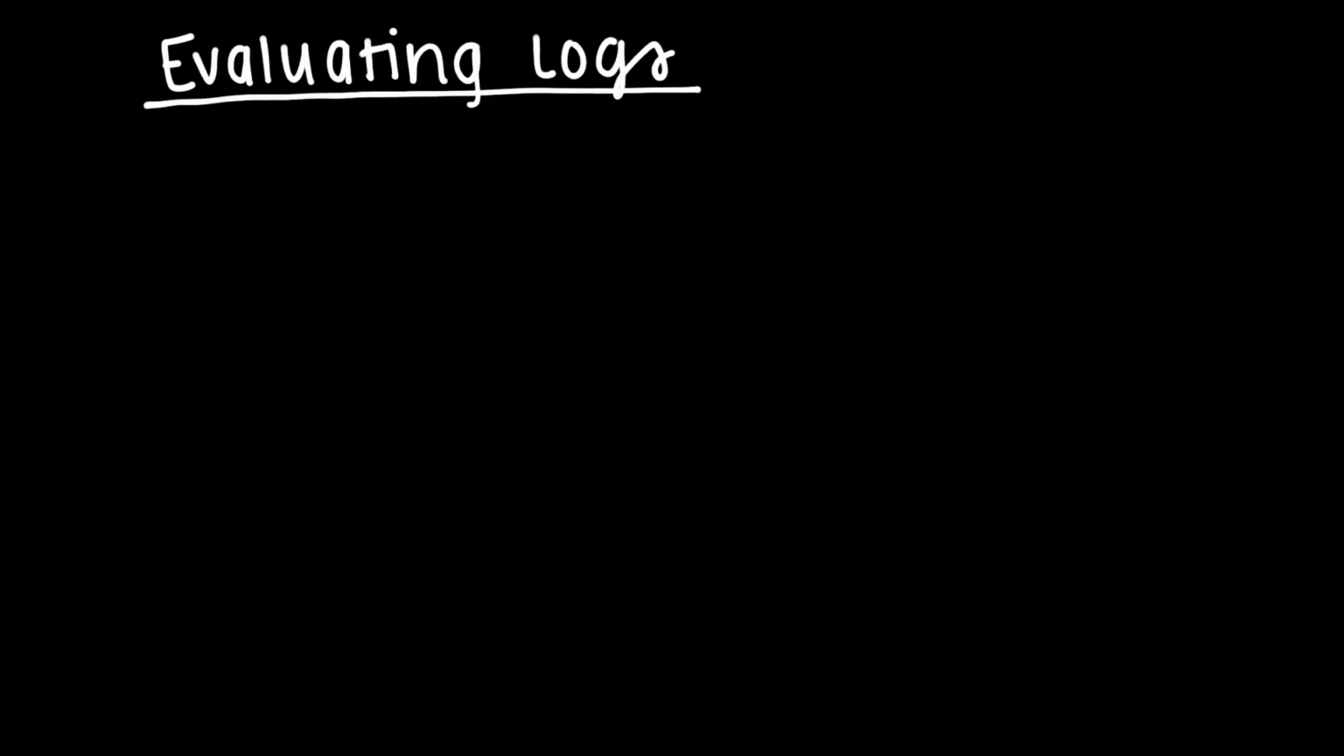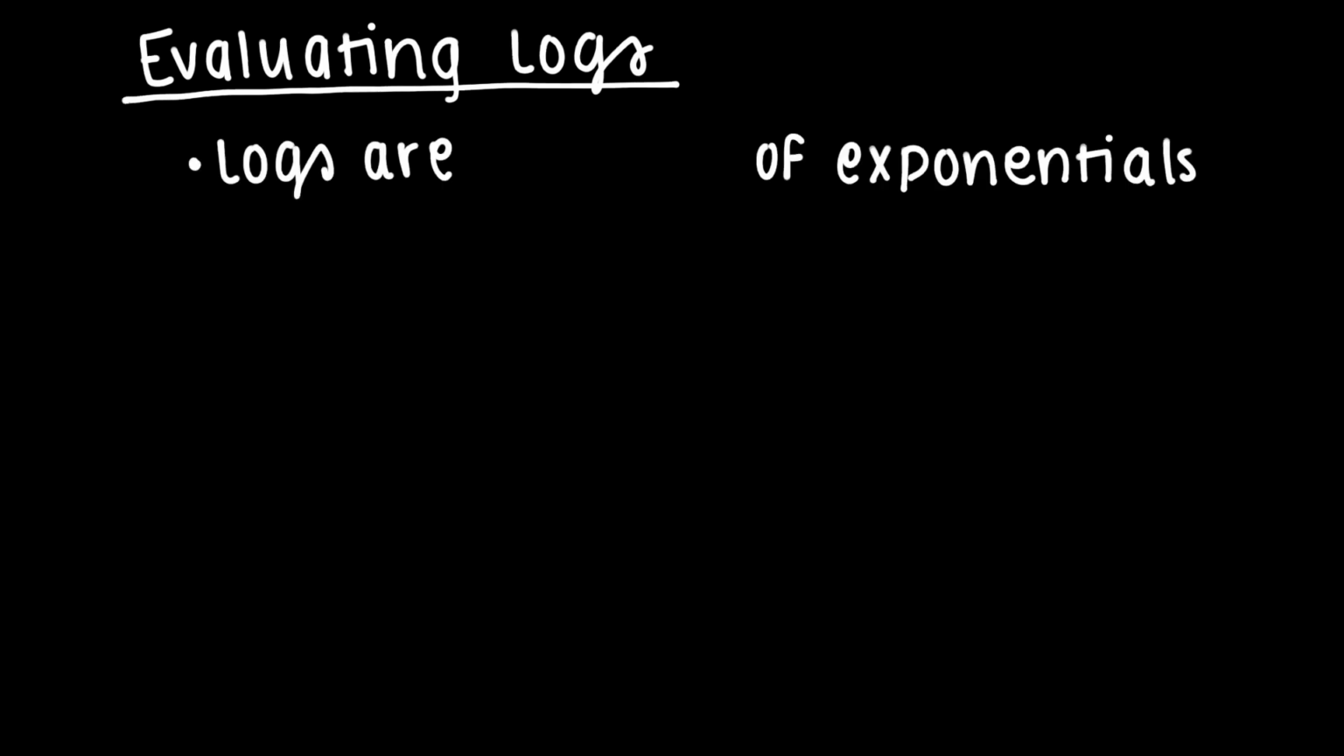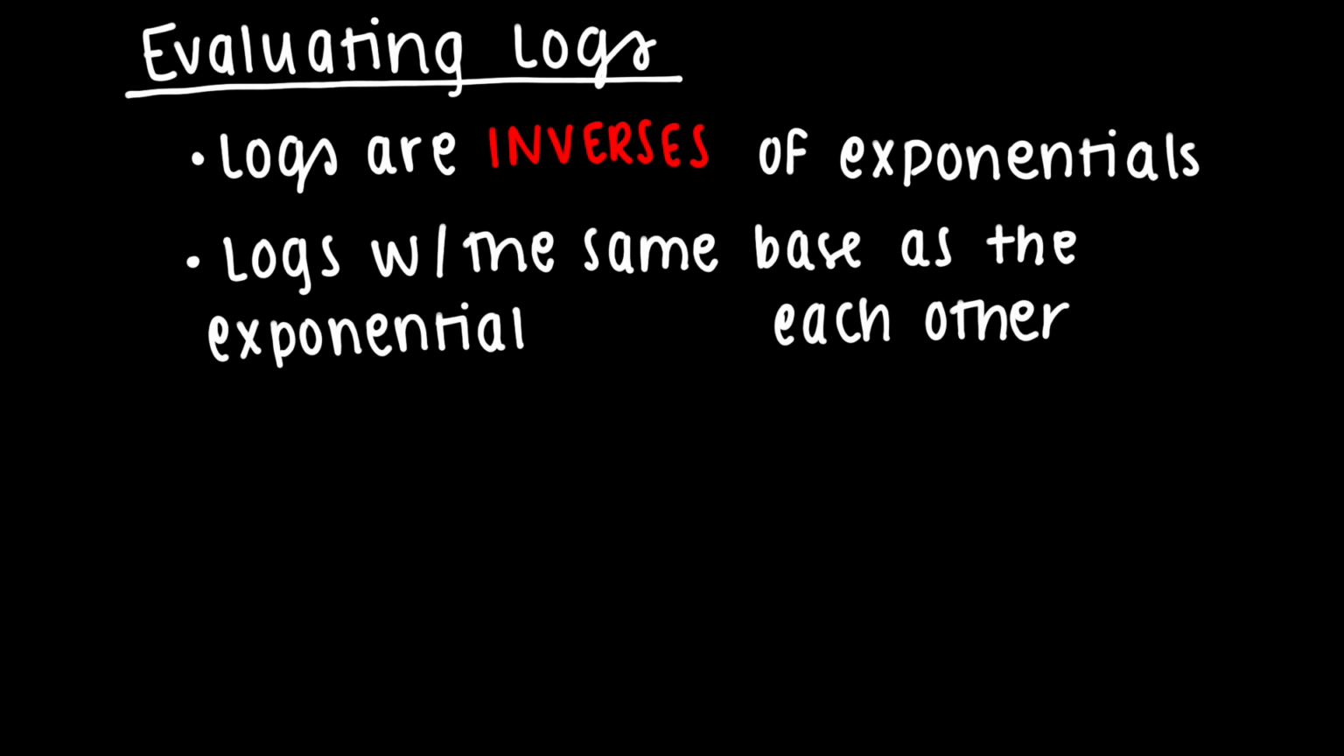So we just did a very basic intro to logs, changing forms from exponential to log, and now we're going to talk about the actual evaluating of logs. There are 2 important things for you to know. The first is that logs are inverses of exponentials. What that means is that they undo each other, kind of like the square root and squaring something. That's what logs and exponentials are to each other. You also need to know that logs with the same base as the exponential cancel each other. And that's what's really cool about them being inverses. They have certain properties that make them cancel each other out.